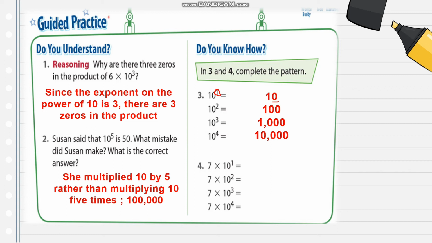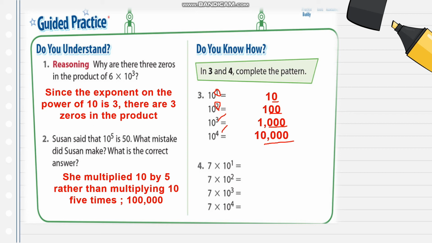If you observe the exponent, we have 1, and the number of zeros is also 1. The exponent here is 2, we add 2 zeros. The exponent is 3, we add 3 zeros. And the exponent is 4, we add 4 zeros. That's why the number of the exponent is equivalent to the number of zeros. But this is only applicable if the base is 10.